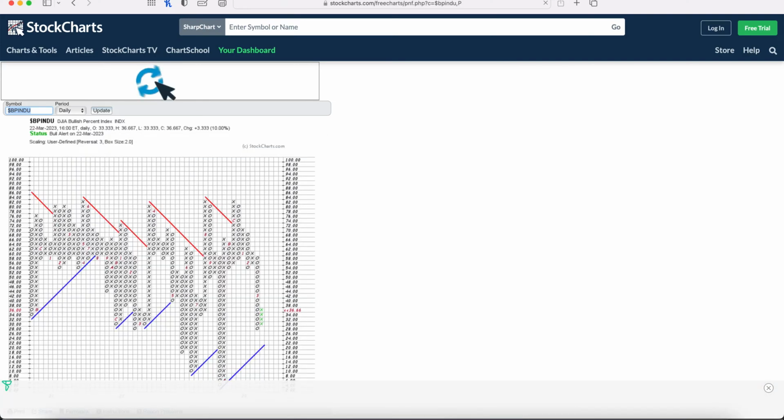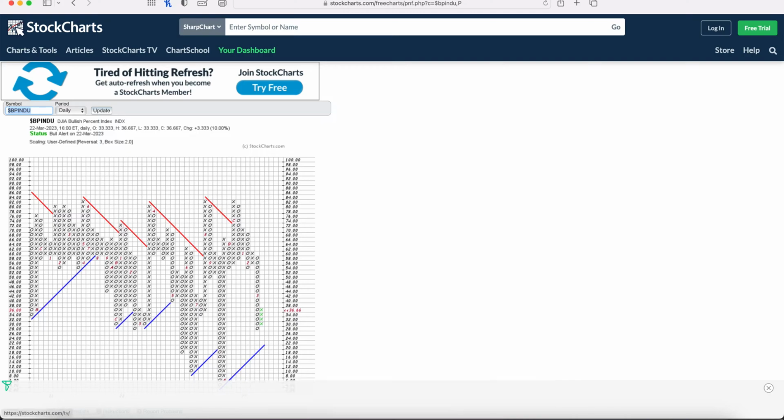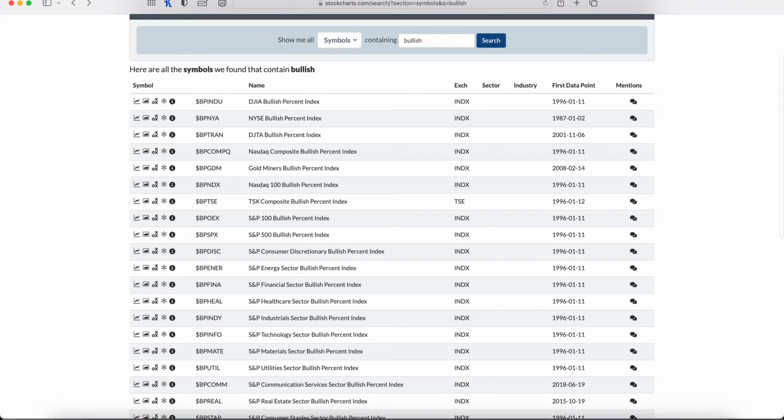Here's the Dow itself. So while all that was happening to the downside, the bullish percent index, which is actually measuring the amount of stocks in the Dow that are on a point and figure buy signal, actually flipped to a bullish condition. It's a new column of X's. So that's interesting. And that's only 30 stocks, so you can't get too excited about it.